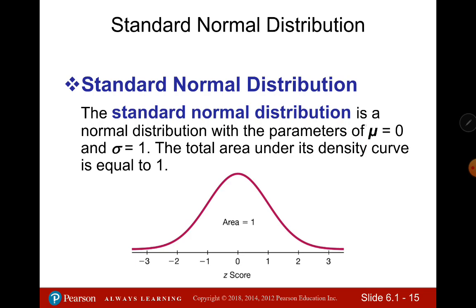So basically, let's check what a normal distribution is. We already know the standard normal distribution is a bell-shaped curve. But if we're talking about standard, we also need to follow these two properties. Mu is equal to 0 and sigma, the standard deviation, is equal to 1. But remember, for all continuous distributions, the total area under the density curve is equal to 1.